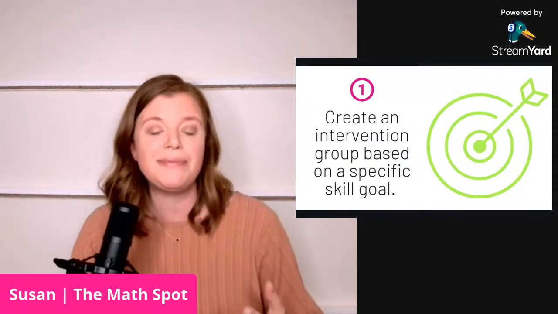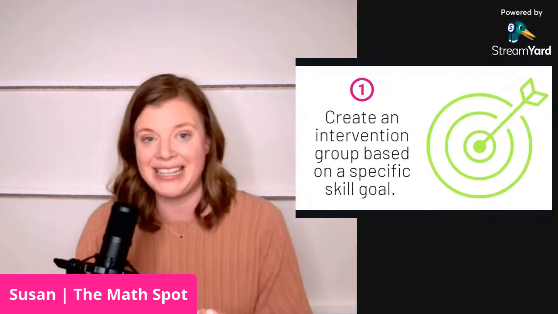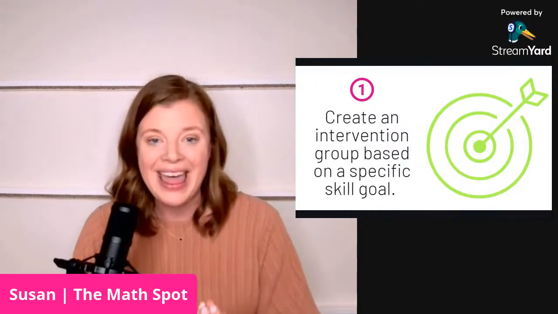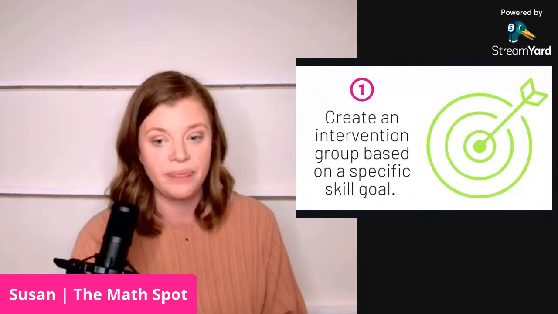Is the skill that's missing? I mean, it could be any number of things. So whatever specific skill it is that's missing, that's it. You're going to create an intervention group around that one specific skill. And that's going to become the goal of that group.